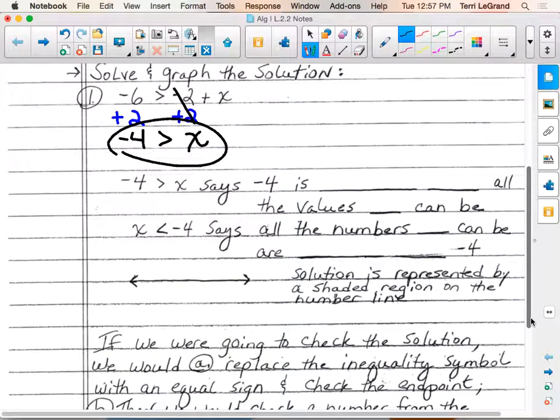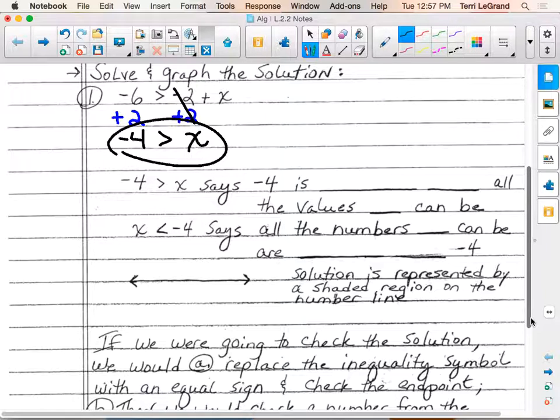Now, when it's written like that, we talked about this yesterday. For some of us, when the variable is on the right side, that makes more sense to us than when the variable is on the left side. And others of us, we're just the opposite. Like, I like the variable on the left side rather than the right side. What does this really say?